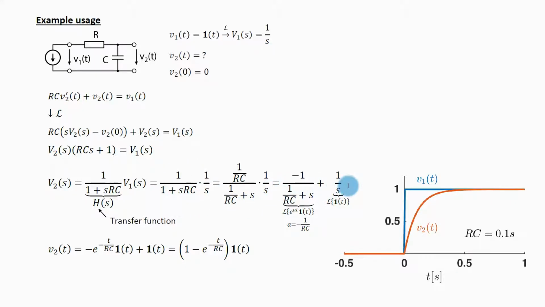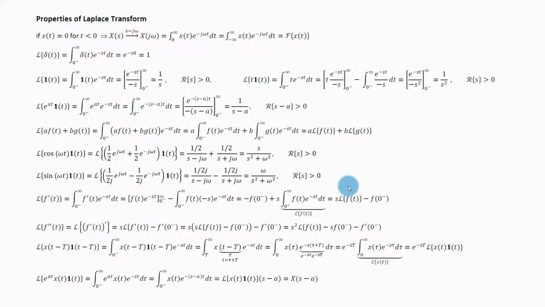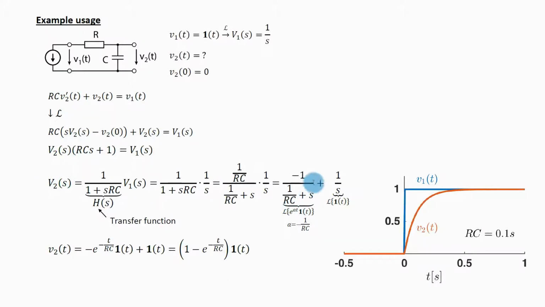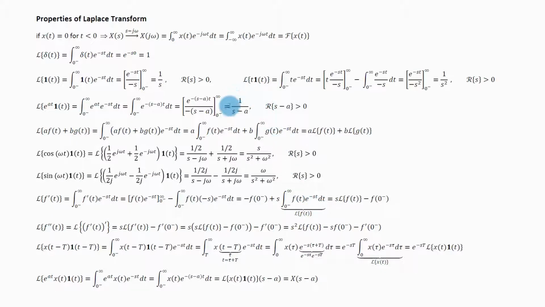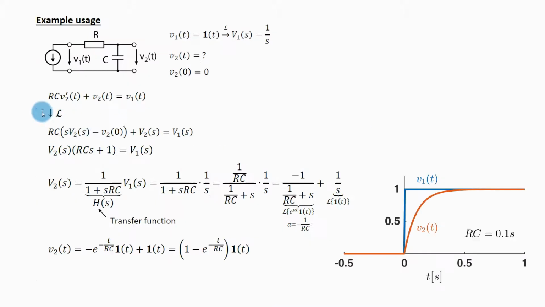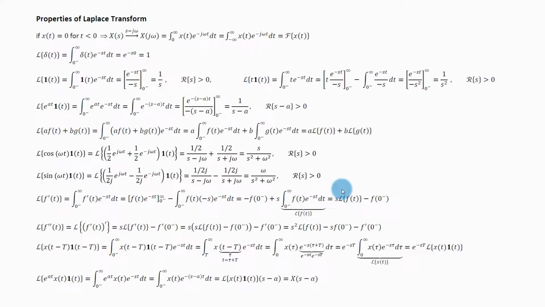When you do, you just go to your Laplace transform formulas and you read them backwards. So specifically, this partial fraction you can find here. It is the Laplace transform of this exponential when a is equal to minus 1 over RC. And this partial fraction you can find here.